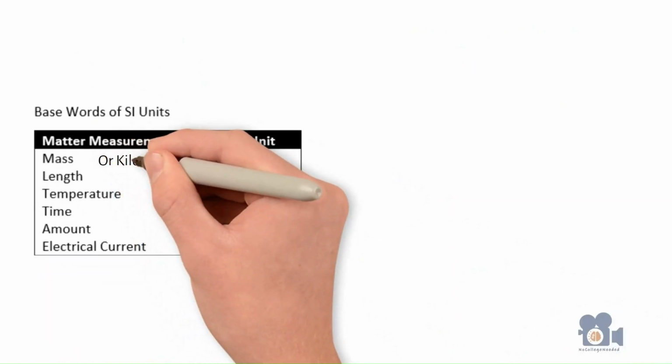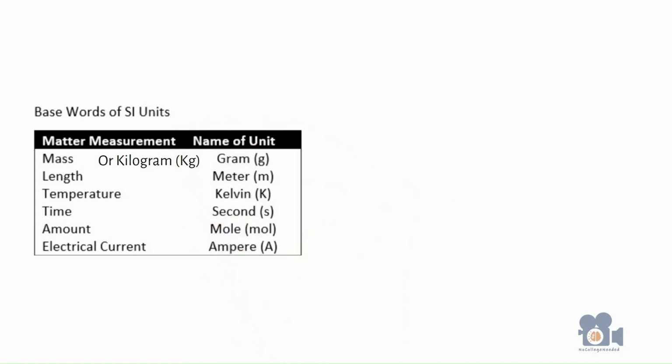Other base units include kilogram for mass, which is the amount of matter in a substance. The kilogram is rather unusual since it already has a prefix kilo with it. Temperature is another unusual example.